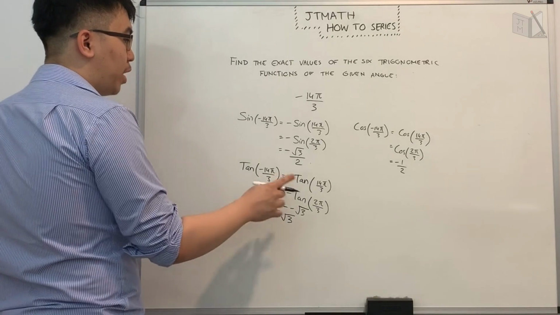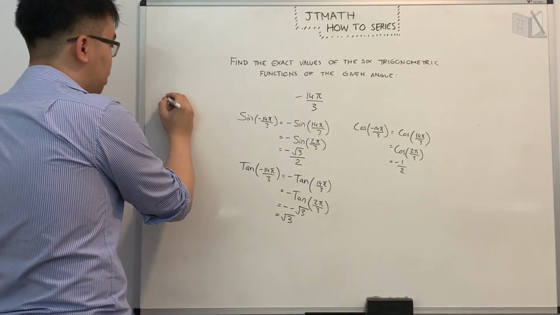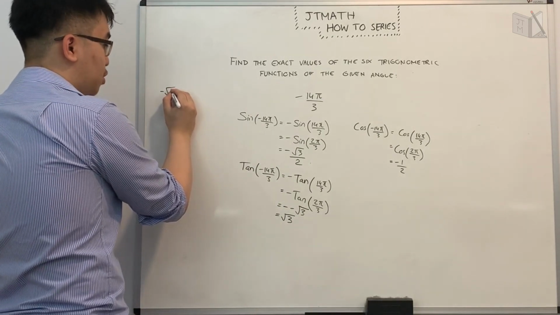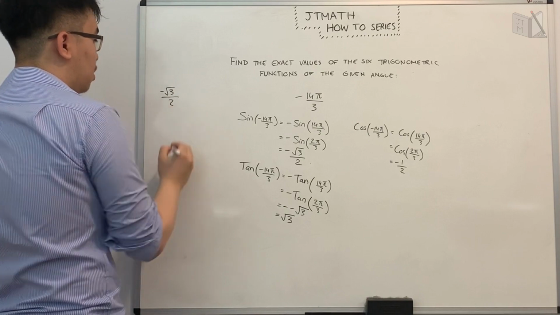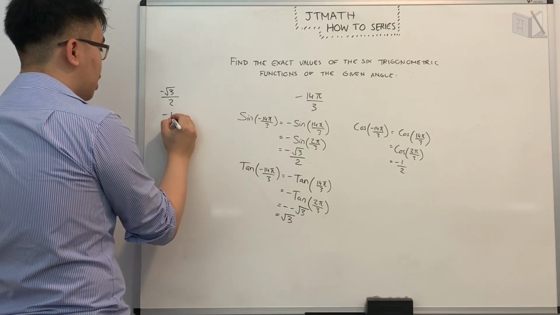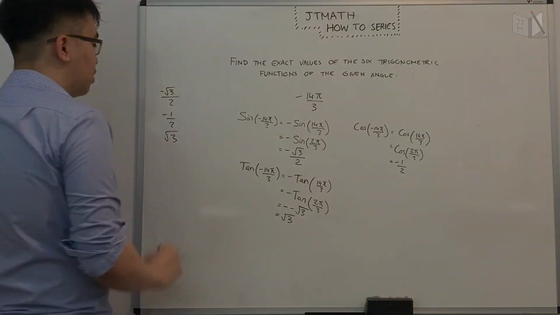Next I'm going to note each of these values down, not just because of our answers, but because I'm going to use them to find the remaining 3 functions. So we have sine minus root 3 over 2, cosine minus 1/2, and tangent positive root 3.